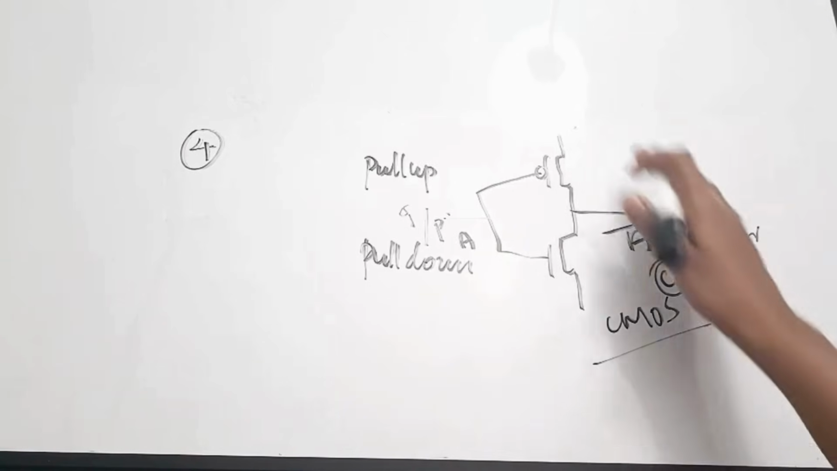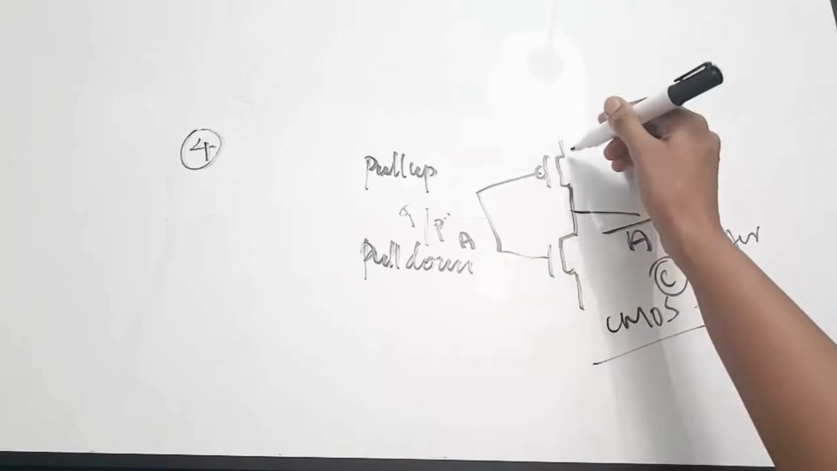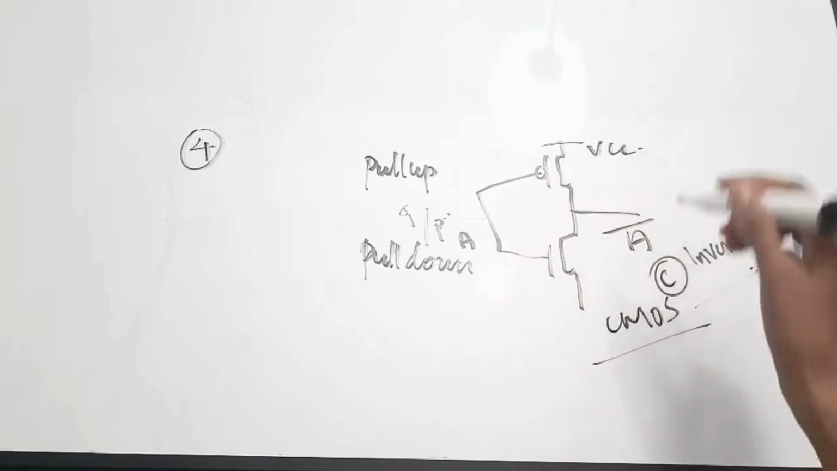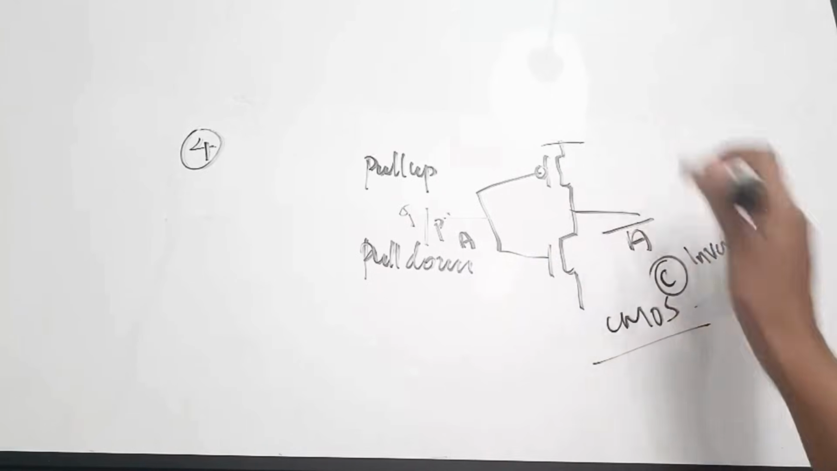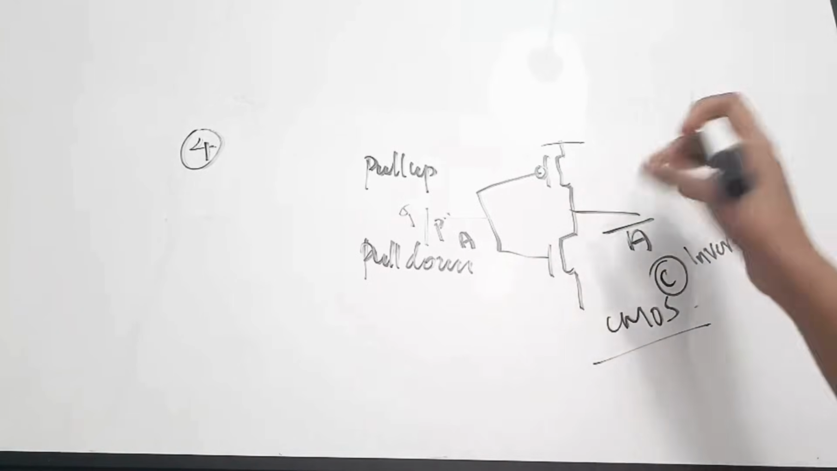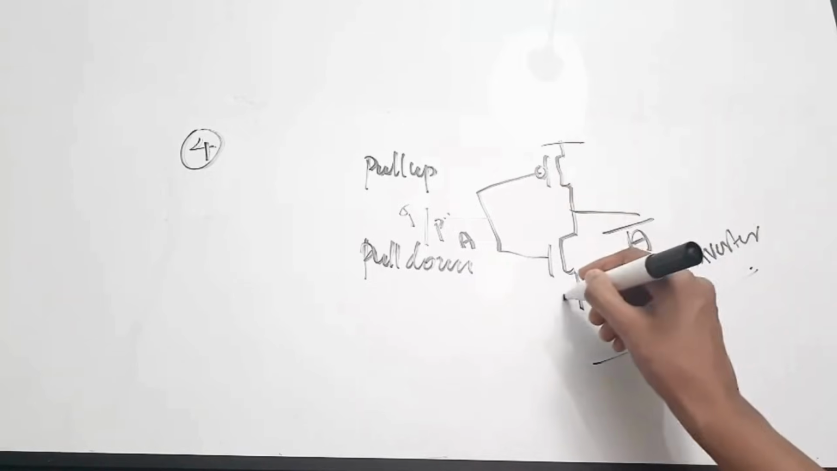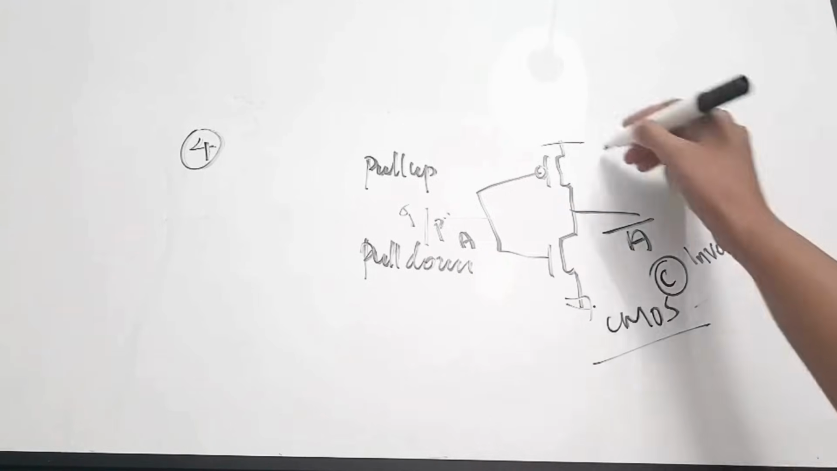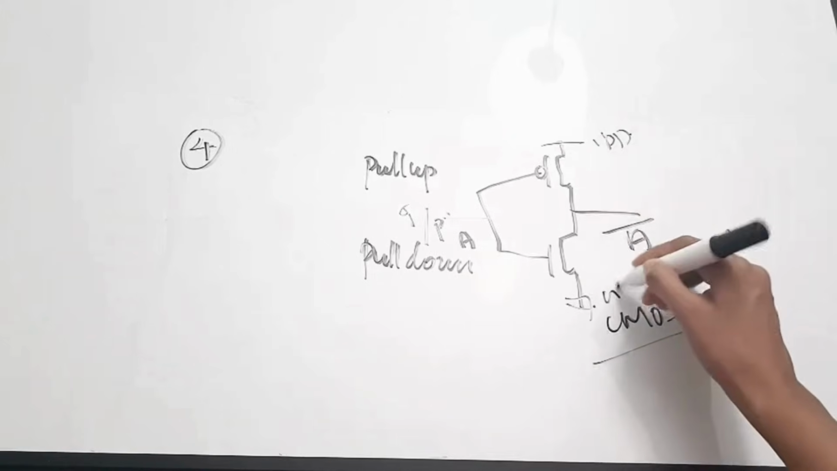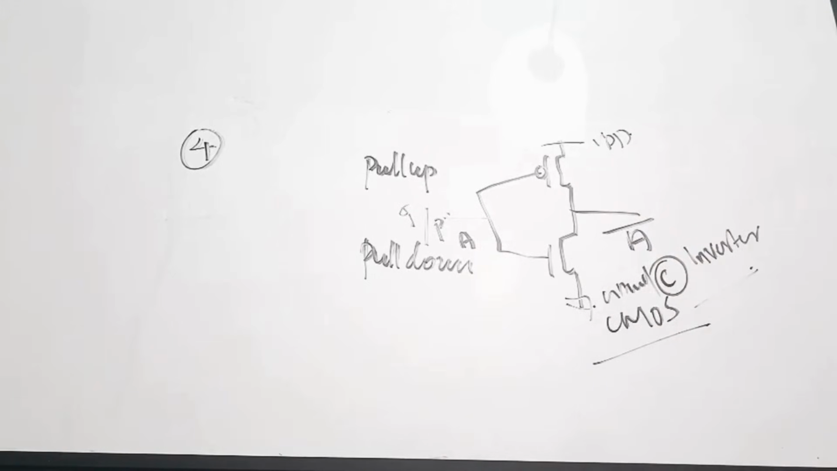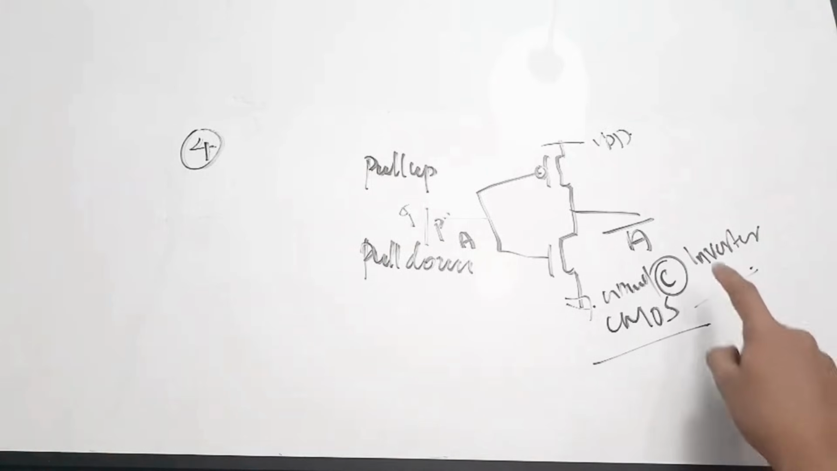Okay, so here there is VCC. I hope you can see it. So this is VCC, or VDD. It is a high logic. This is the ground. So this is a basic inverter. So a basic CMOS logic or a basic CMOS circuit is nothing but an inverter. Okay, correct answer is option C.